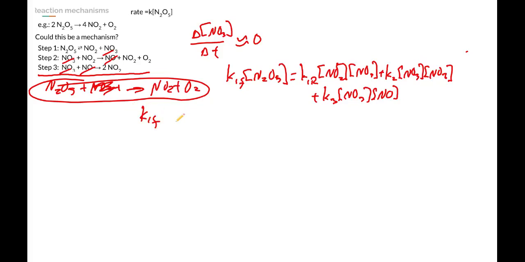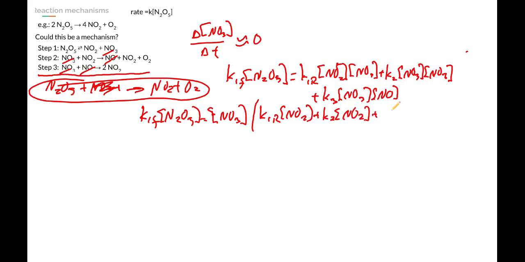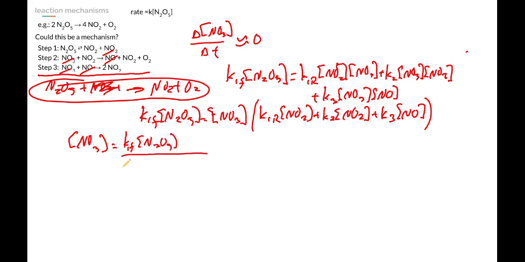Let's simplify this a bit. We can pull concentration of NO3 out of the right-hand side because it's in all three terms. So that times K1 reverse times concentration of NO2 plus K2 times concentration of NO2 plus K3 times concentration of NO is a bit of a simplification. Now let's solve for concentration of NO3 because it's an intermediate and we may have to substitute later. So concentration of NO3 is equal to K1 forward times concentration of N2O5 divided by K1 reverse times concentration of NO2 plus K2 times concentration of NO2 plus K3 times concentration of NO.